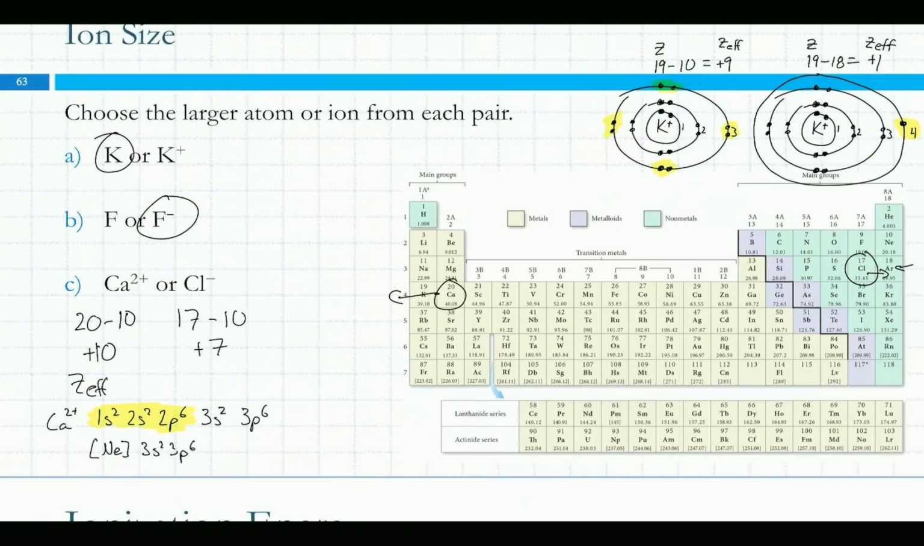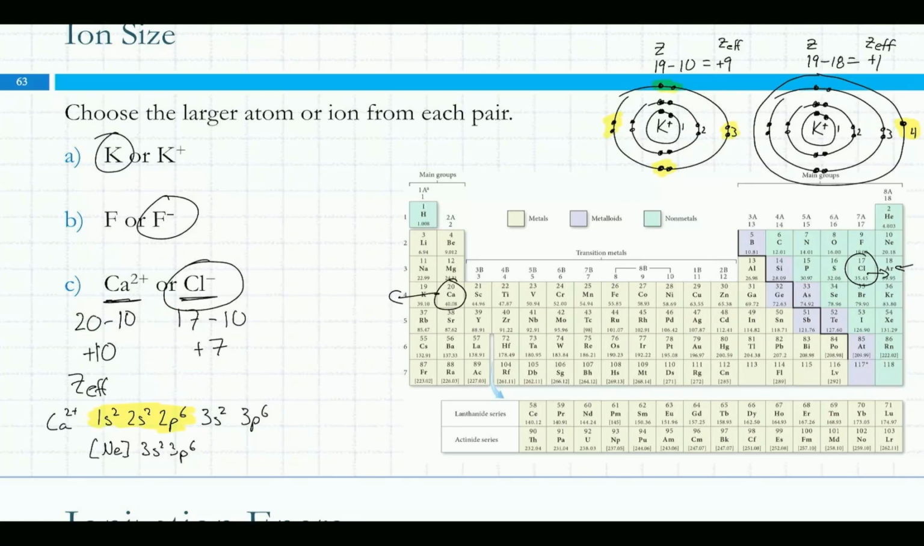Oh yeah, calcium 2 plus or chloride minus, which one's larger? Cl minus, Ca2 plus. So here we can compare them with the effective nuclear charge. Because they both have the same shell, n equals 3 is full. Calcium has a higher effective nuclear charge, which is more strongly pulling on those valence electrons, which makes it smaller. So chloride would be bigger.